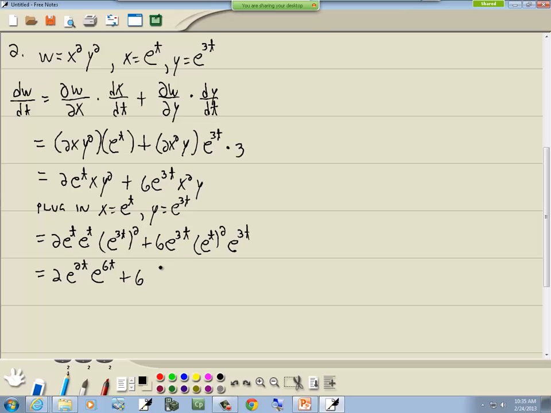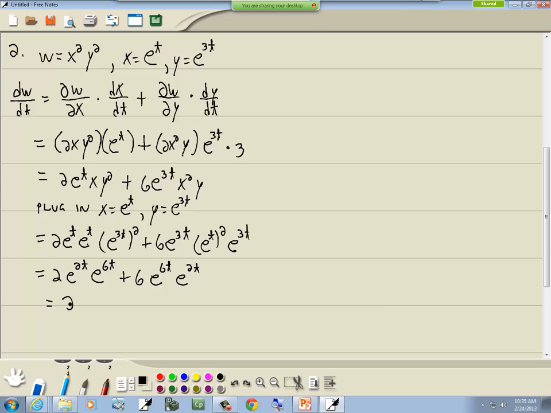Plus 6. e to the 3t times e to the 3t gives us e to the 6t. Remember, if you have e to a power times e to a power, you add the exponents. And here we're raising an exponent to an exponent, so you multiply them. t times 2 gives us 2t.